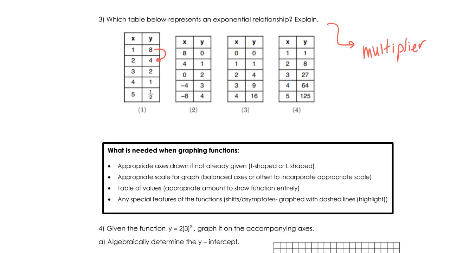I see 8 to 4, and so I know that 8 times a half would give you 4, and 4 times a half would give you 2, and 2 times a half, or half of 2, is 1, and 1 times a half is a half.